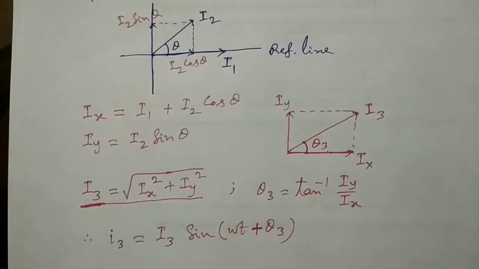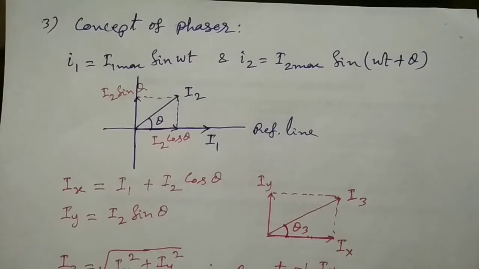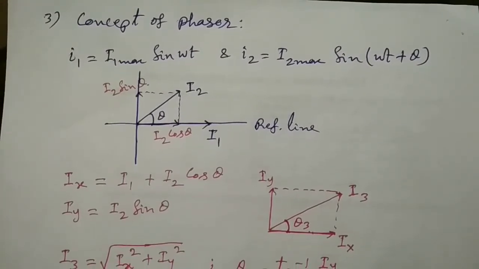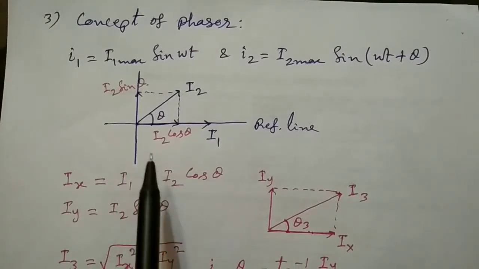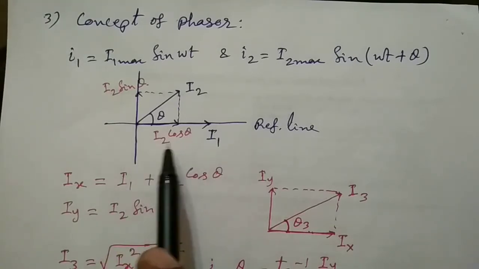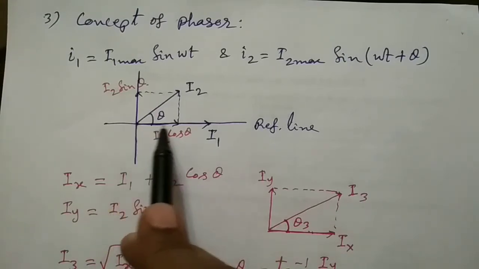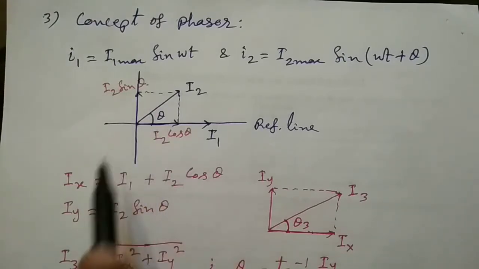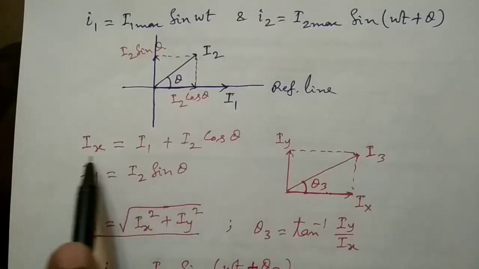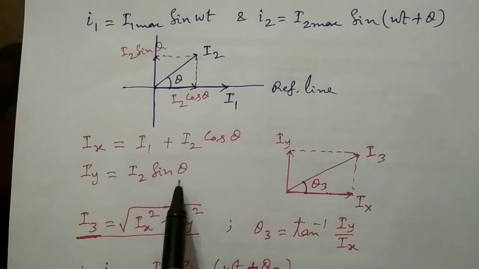The best option is the concept of the phasor. So here there may be any number of alternating quantities. So we will draw the phasors of each and every alternating quantity. Then we will resolve each into horizontal and vertical components. Then we will join all the horizontal components separately and all the vertical components separately.